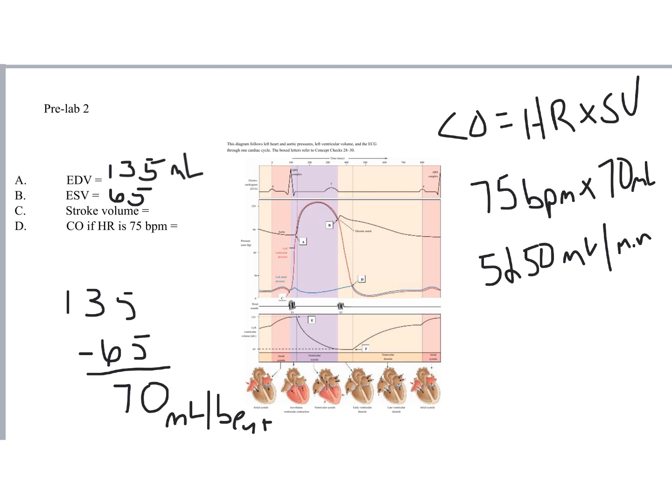But then you need to look at the question. Are we asking for the cardiac output in milliliters or liters? Typically, the cardiac output is read as liters. So how do we change 5,250 milliliters into liters? You take the decimal point and you move it to the left 3 spaces. So basically, the cardiac output in this diagram is 5.3 liters per minute.